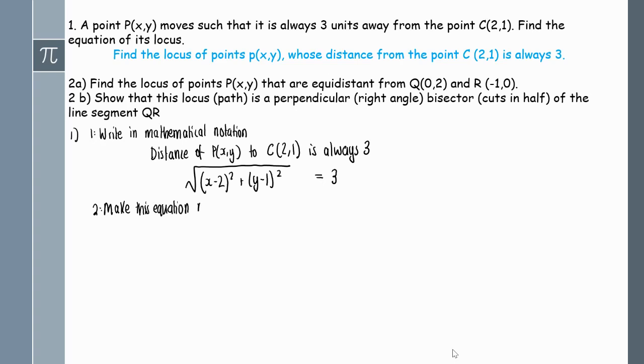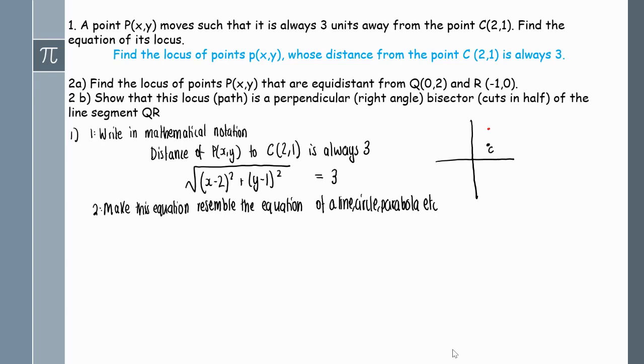The second thing we need to do is to write this equation in a form that we think resembles the shape of the graph. So whether that's a circle, parabola, line, ellipse, hyperbola, etc. So what I like to do now is just draw a little diagram of what I think is going on, and that will inform me of how to rearrange the equation that I have developed. So I have this point C, and I have a point moving around it such that the distance from C to the point is always 3.